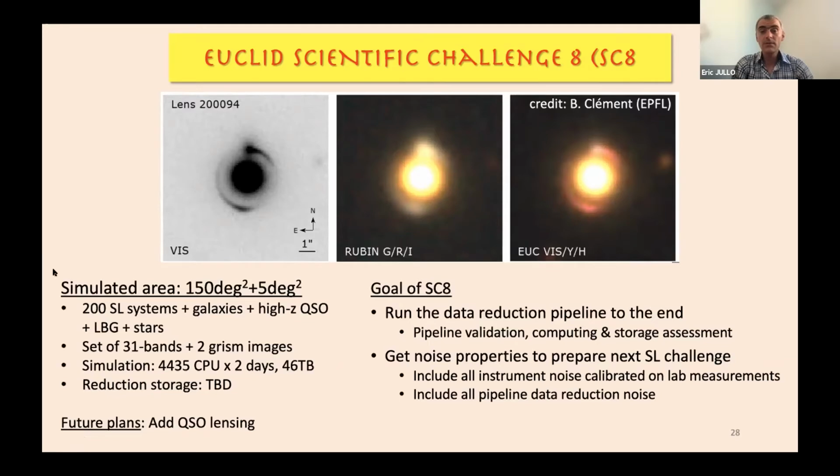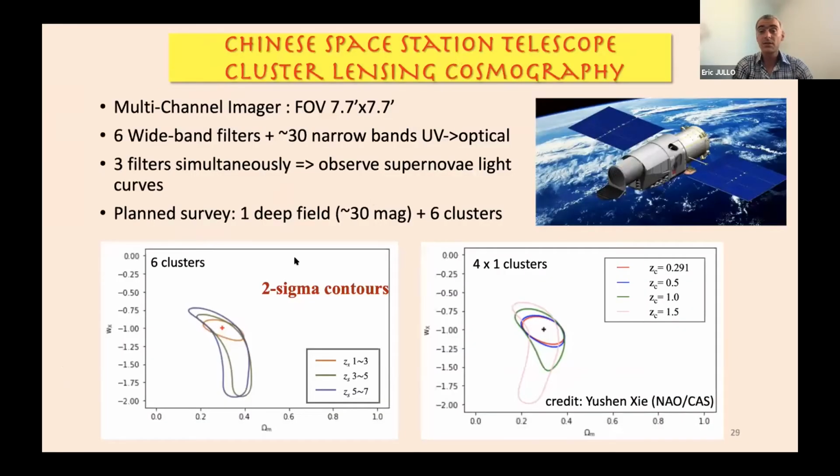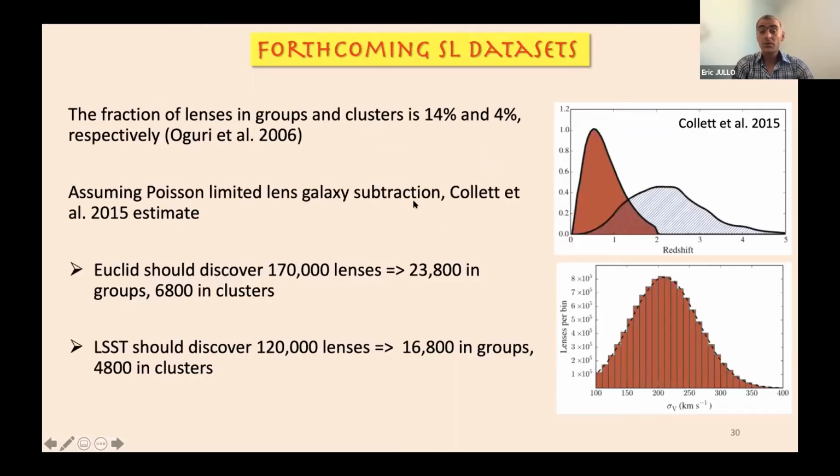Also, on the Chinese side, there are some activities in this respect, and we have been working with a master student to see how to choose 6 clusters that give the best constraints on this w-x and omega matter plane. You can see that by choosing clusters well distributed in redshift, you get orthogonal constraints to get better precisions. There are also some proposals now to follow up these galaxies in spectroscopy.